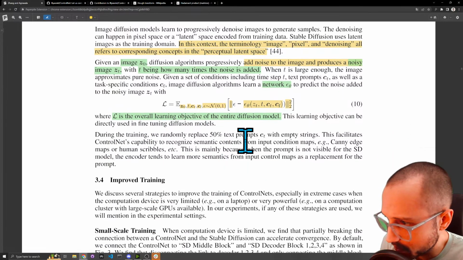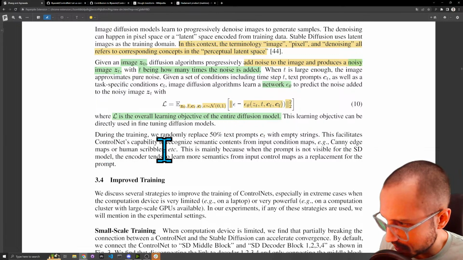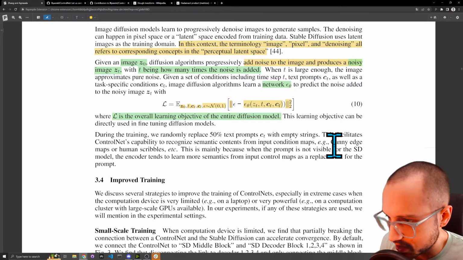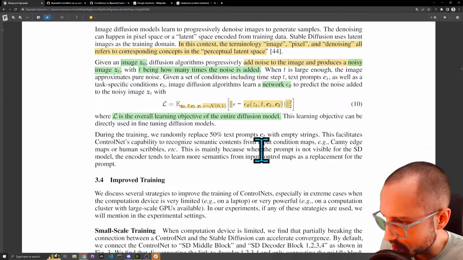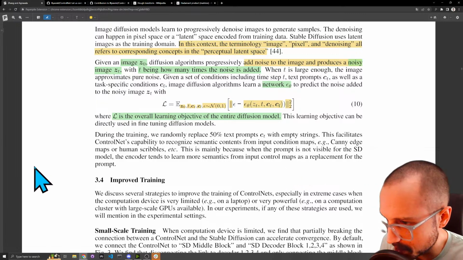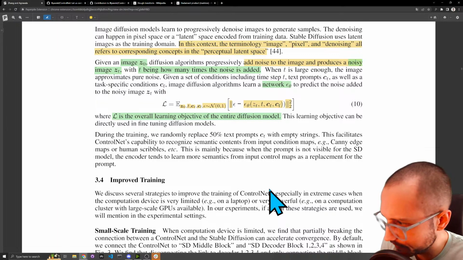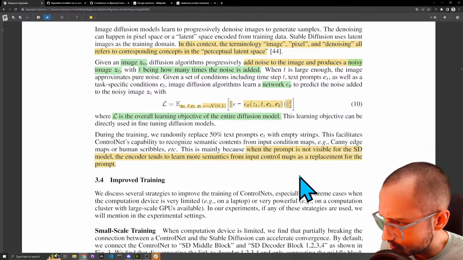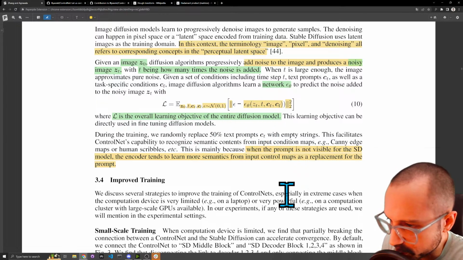During the training, we randomly replace 50% of text prompts ct with empty strings. So, okay, they're doing the guidance sampling thing here. This facilitates ControlNet's capability to recognize semantic contents from input conditions, such as Canny edge maps or human scribbles. This is mainly because when the prompt is not visible for the SD model, the encoder tends to learn more semantics from input control maps as a replacement for the prompt. I think it's just kind of a form of regularization.